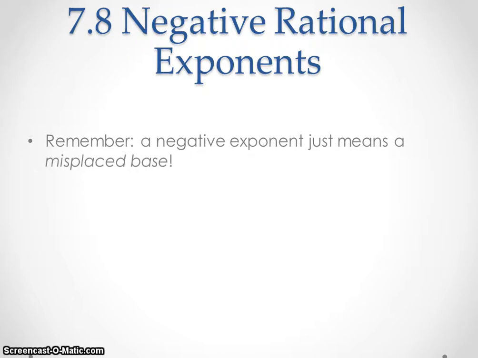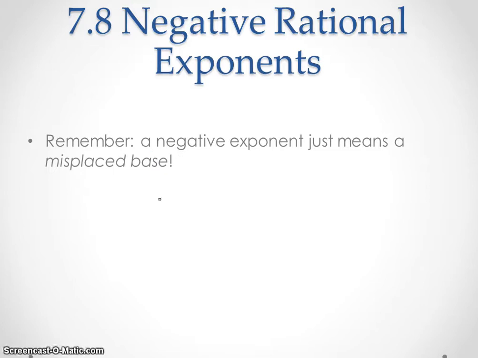We're in 7.8, which is entitled Negative Rational Exponents. If you remember what 7.7 was, it was positive rational exponents. So there's not going to be much difference between this section and the last. You're still going to have fractions as your exponents. That's what the word rational means. The only difference is we used to have positive and now we have negative, which, if you just remember when we first learned about negative exponents, you are just going to have a misplaced base here.